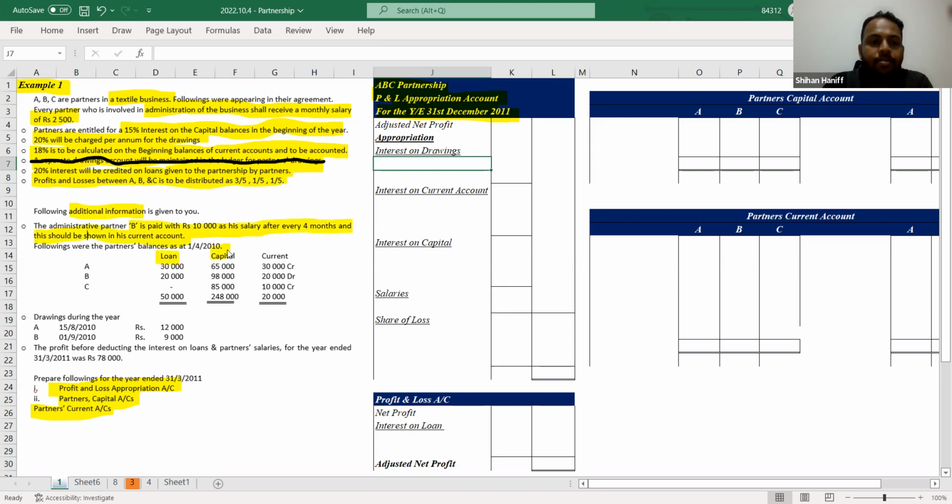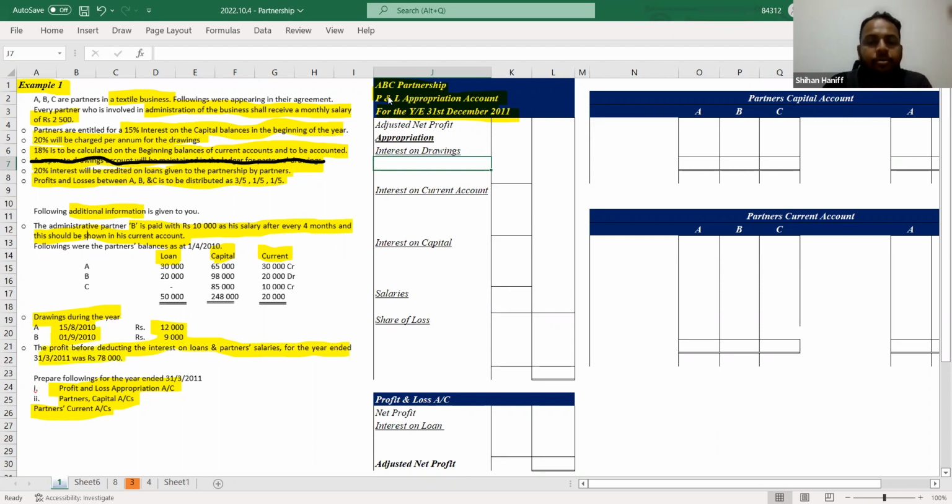Then the balances, capital account balance, current account balance, and the loan balance. Drawings during the year, 15th of August, A, 12,000, 1st of September, B, 9,000. The profit before deducting the interest on loans and partner salaries for the year ended 31st March 2011 was 78,000.